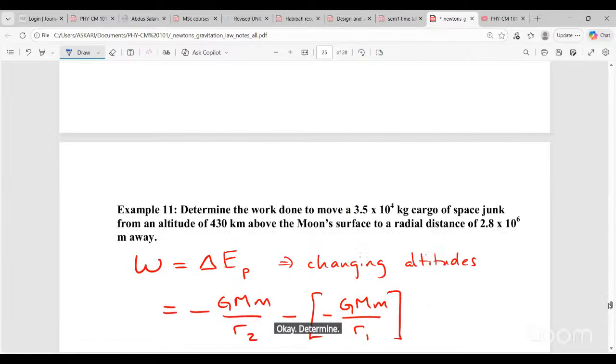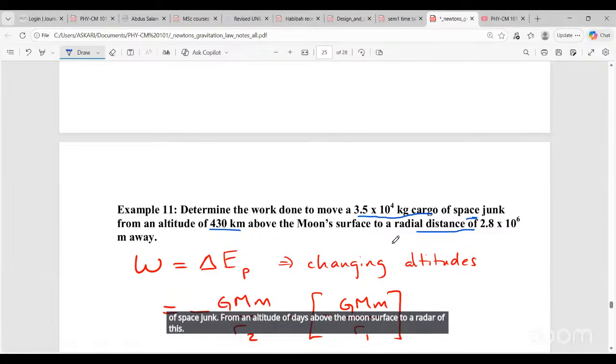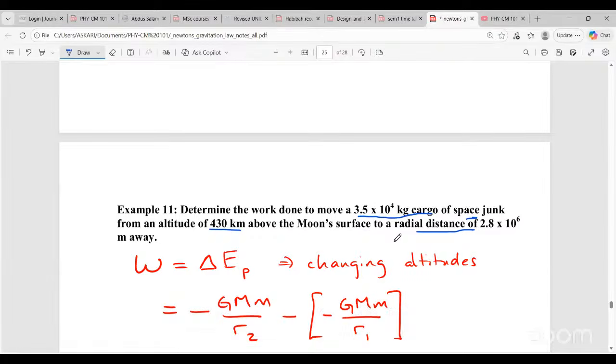Determine the work done to move a 3.5 times 10 raised to the power 4 kilogram cargo of space junk from an altitude of this above the moon surface to a radius of this. Work done in moving a cargo of space junk in space, maybe at the moon or other planets. So from an altitude of 430 kilometers above the moon surface.